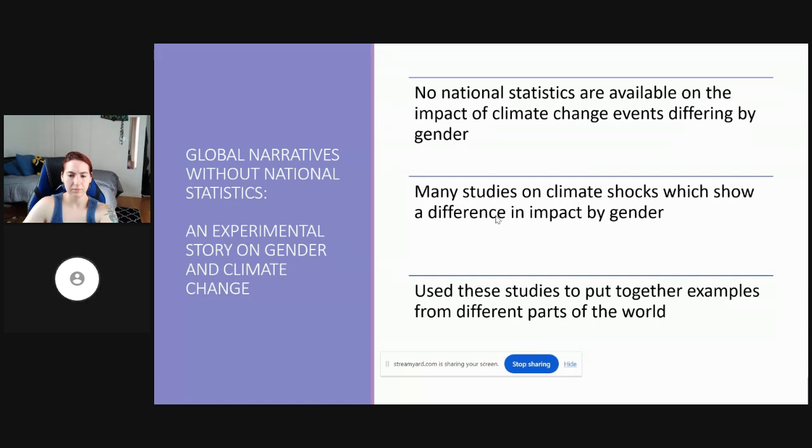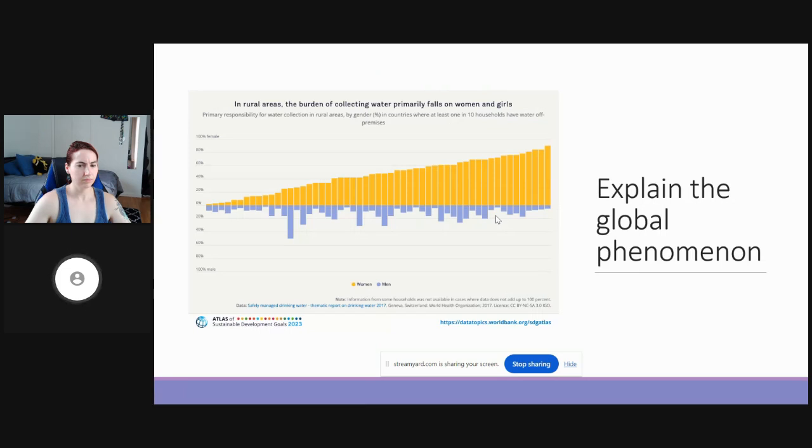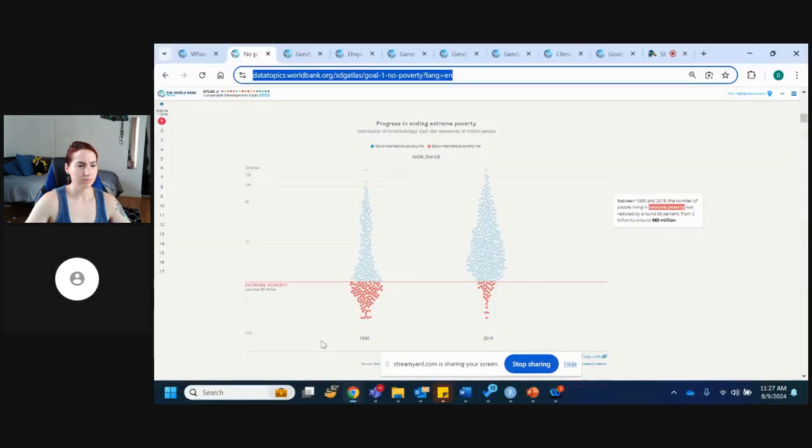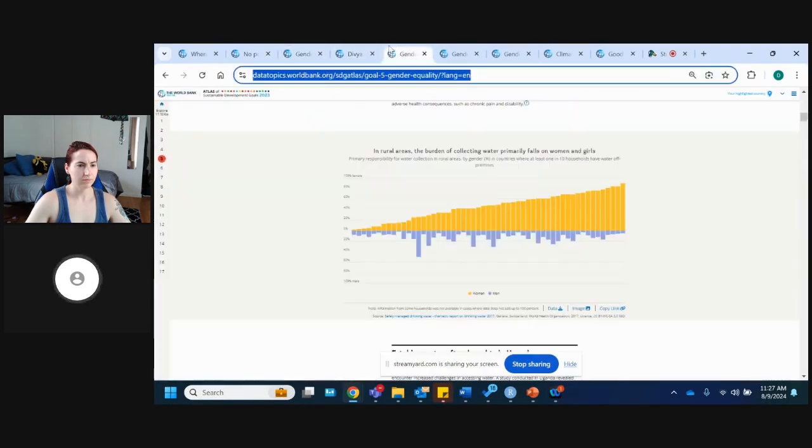But there are actually many studies on climate shocks which show this kind of data. It's just that they are sometimes at a case study level or they look at specific countries at one time. There aren't any global comparable statistics at the country level. So what we did is we tried to use these studies in a way as close to effective as we could make it. One of the first things we did was we tried to explain what the global phenomenon was, and then we described what the case study was. So let me again take one example. I'll stick to this visual here, but perhaps I could show it to you a little bit better here.